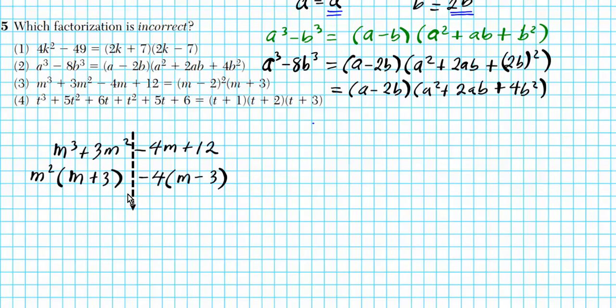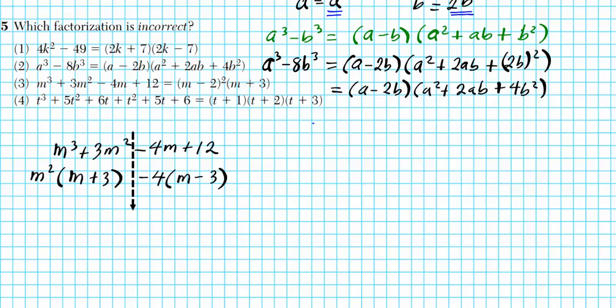We want to look for common terms to factor out. Take a look at this. We have m plus 3 and m minus 3. Are they common? The answer is no. So guess what? We are done. That's the factored state of the polynomial.